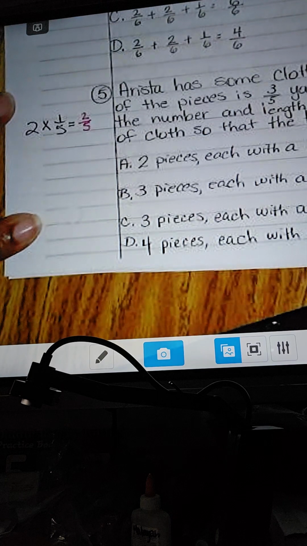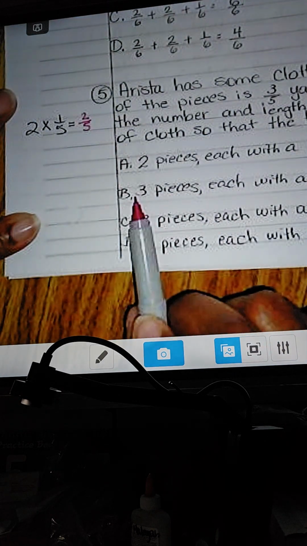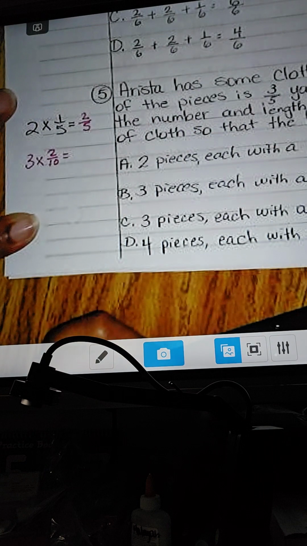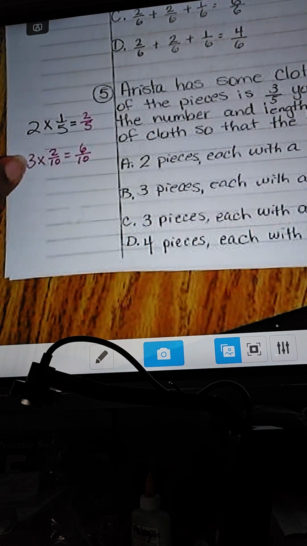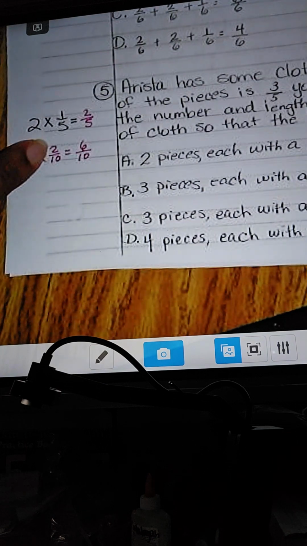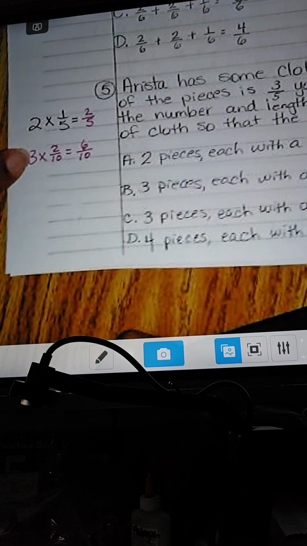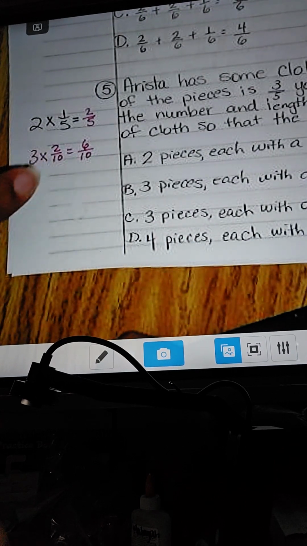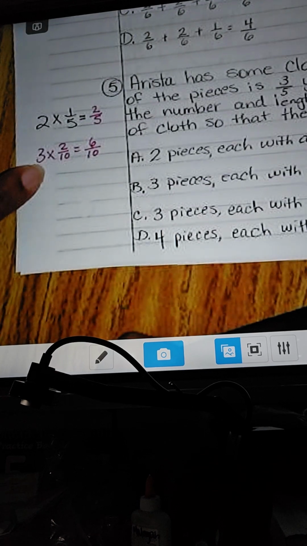Okay, let's do B. B is 3 pieces, each with the length of 2/10 yards. So 3 times 2/10 equals 6/10. Very good. Remember, ladies, your denominator stays the same. You multiply the whole number times the numerator. Whole number times numerator. Denominator stays the same.